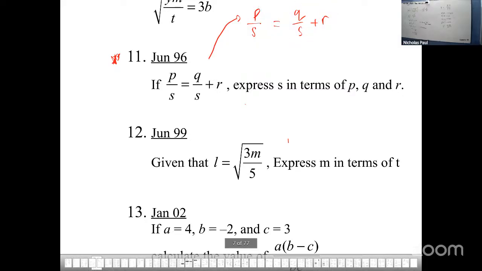You can multiply every single term by S. Right? If you multiply here by S, here by S, here by S. What will happen? The S's will cancel, S's will cancel. And you'll get RS here. What's the next step? What's the next step?